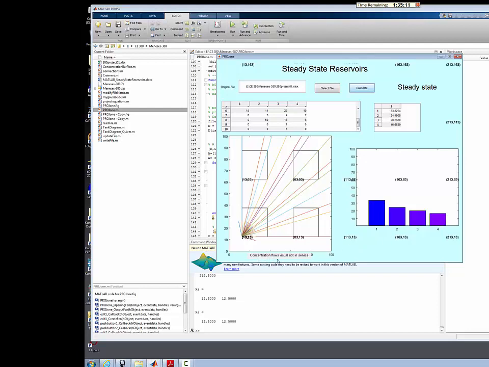And our concentration flows visual is not in service because it needs further work.